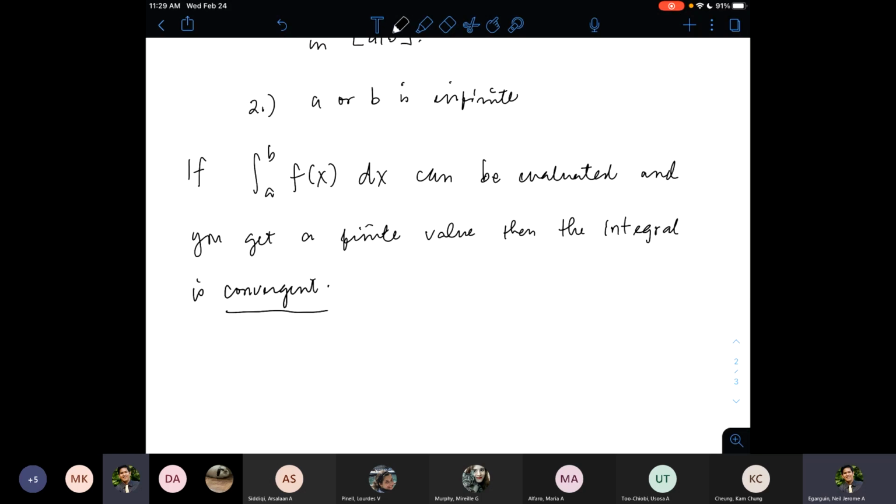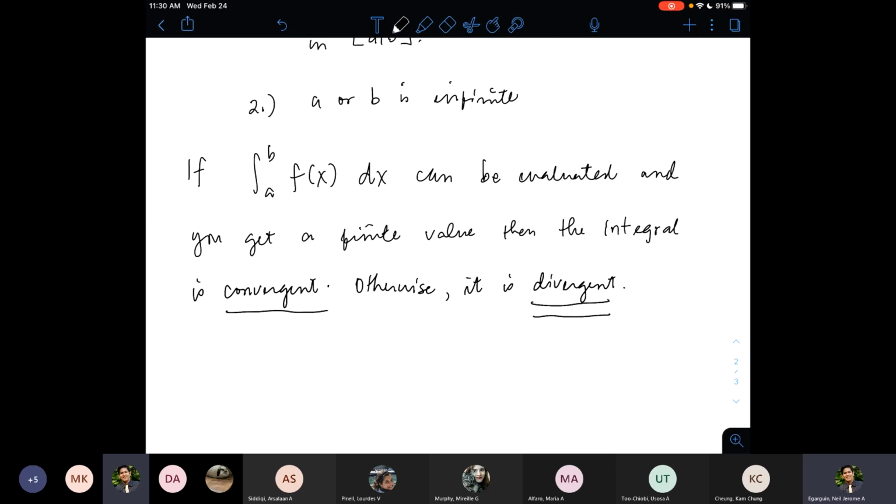So I'll show you later some examples on how to deal with the improper integrals. And then after you do these calculations and it happens that your final answer is a finite number, then you say that the integral is convergent. Otherwise, it is divergent.